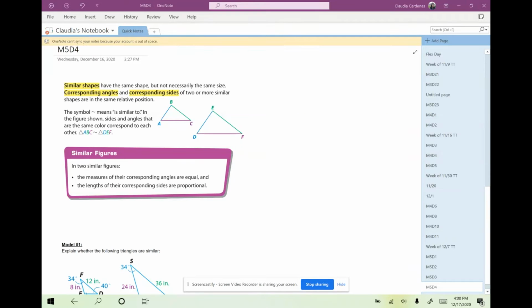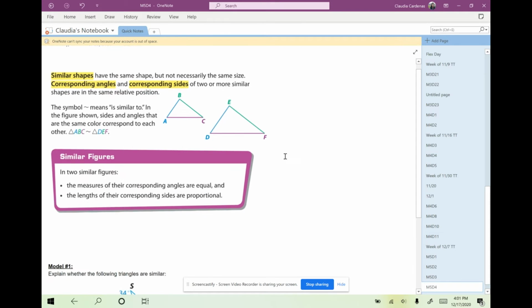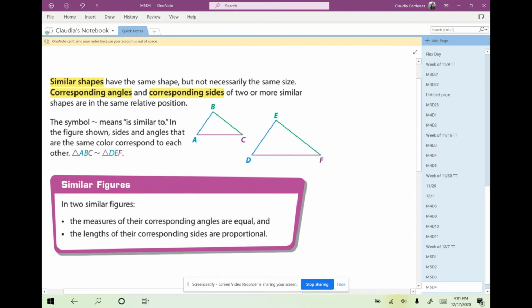Yesterday, we focused on how to find the scale factor when given two sets of information, an original and new image. Today, we are looking at how two figures can be identified as similar. So if we look at the first part, it says that similar shapes have the same shape, but not necessarily the same size. Corresponding angles and corresponding sides of two or more similar shapes are in the same relative position.